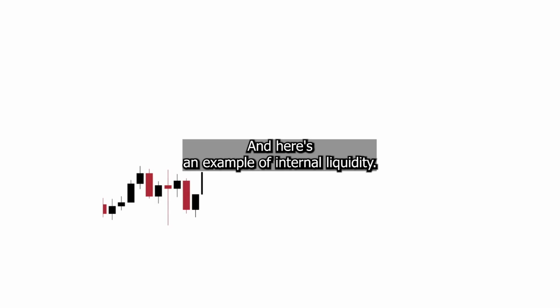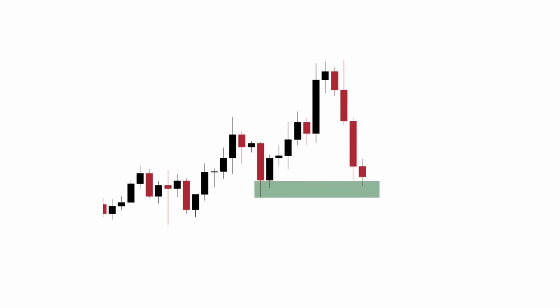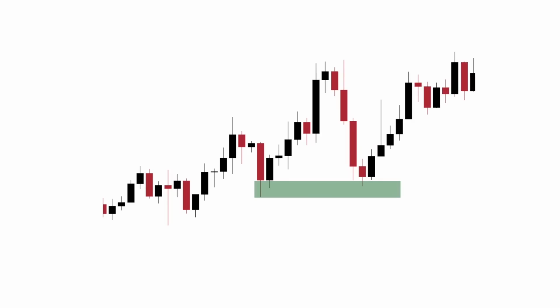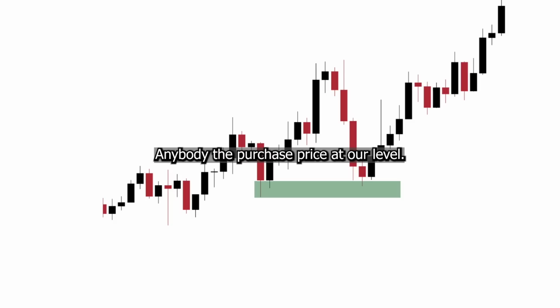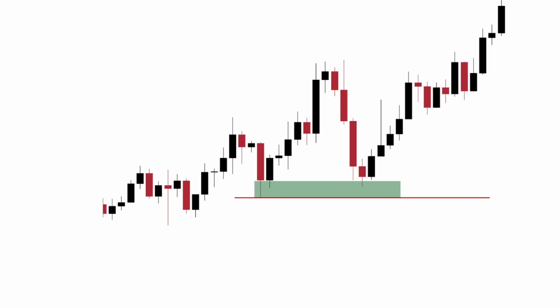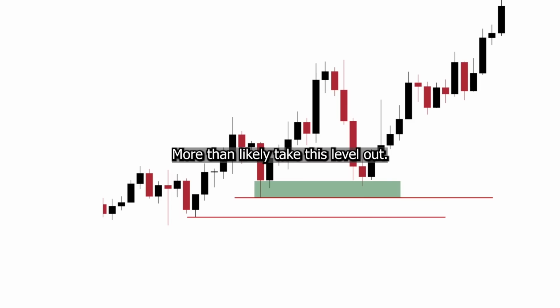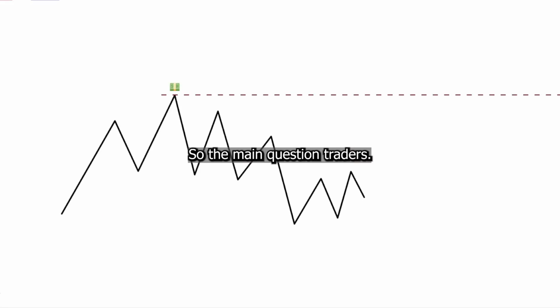And here's an example of internal liquidity. So this demand level has been formed and price rejected from this level. So what happened here? Anybody that purchased price at our level, we know that their stop losses would be either this swing or this swing. So now we know if price does start heading down, forming structure, then price will more than likely take this level out.